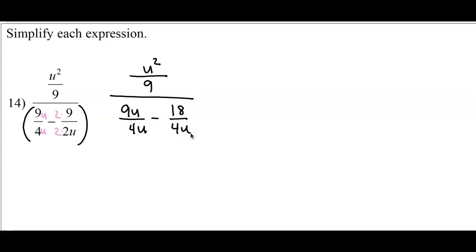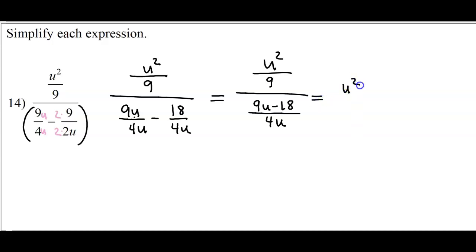So now I've got my common denominator, and I can go ahead and put those together now into one fraction. 9u minus 18. Okay. After you do that, you're ready to move on to the next step, which is to change this into a division problem. So you do the top fraction divided by the bottom. After that, you're going to do same change flip or keep change flip.